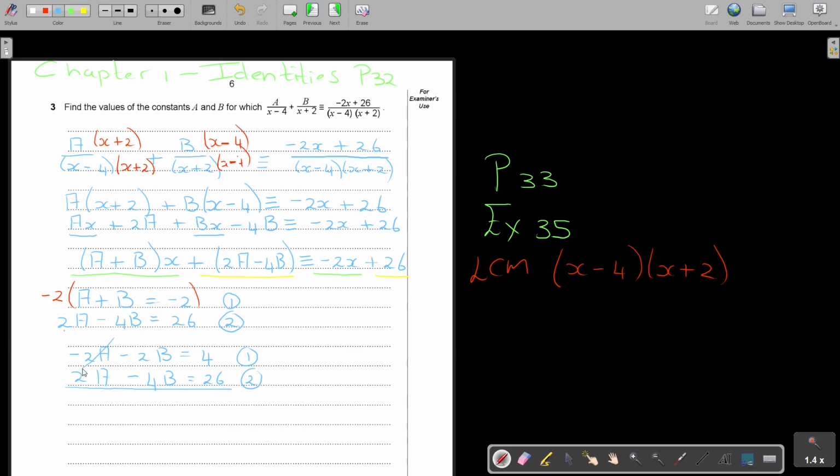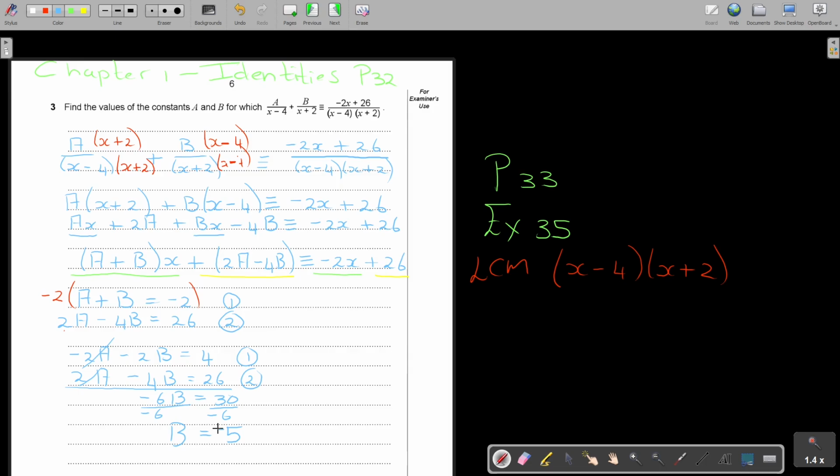And then it cancels, and it's negative 6b, and that's 30. And then I divide by negative 6, and I divide by negative 6, and the value of b is equal to... okay, not 5, but negative 5.